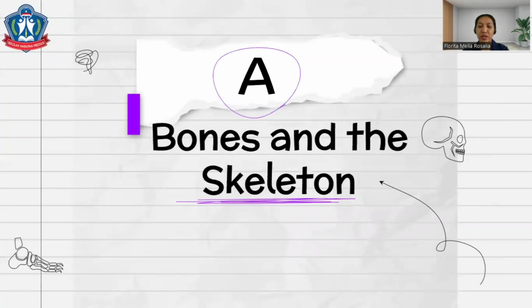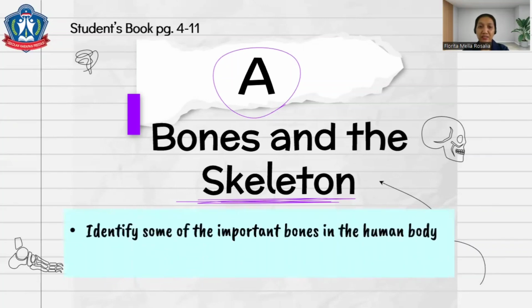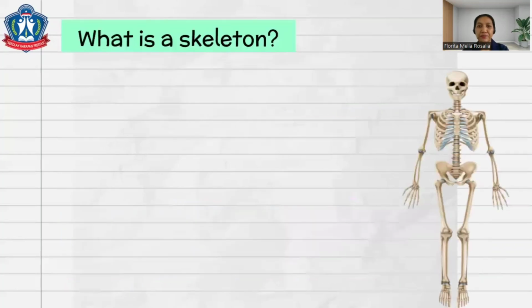Lesson A, bones and the skeleton. You can open your student's book page 4 until 11. In this lesson, you will identify some of the important bones in the human body. And the second one, you will describe some of the important functions of the skeleton.